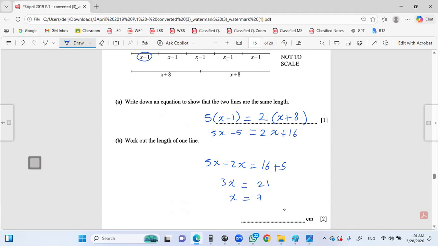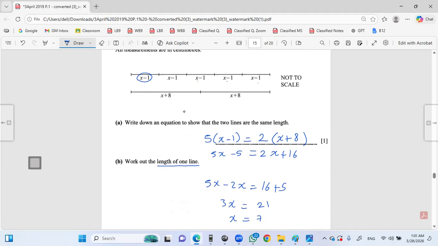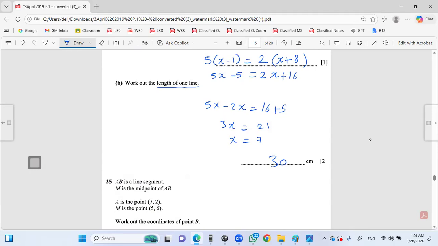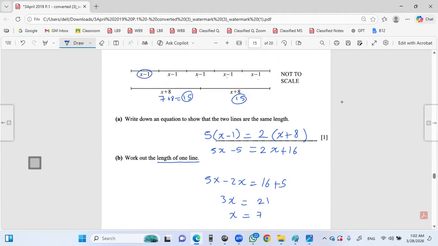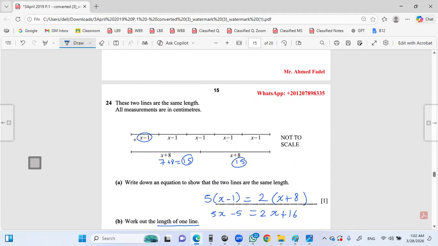Don't make a mistake and say that the answer is 7 centimeters. No, you found the value of x, but you wanted the length of one line. So you're going to do what? Here you say 7 plus 8, which is 15. Yeah, but I got another 15 over there. So 15 and 15 is 30. So one line is just 30 centimeters. And you're going to find that it has the same length exactly as the other one. If you start here doing 7 minus 1 is 6. 6 multiplied by itself five times, or 6 multiplied by 5, sorry. 6 multiplied by 5 is going to give you 30 exactly.